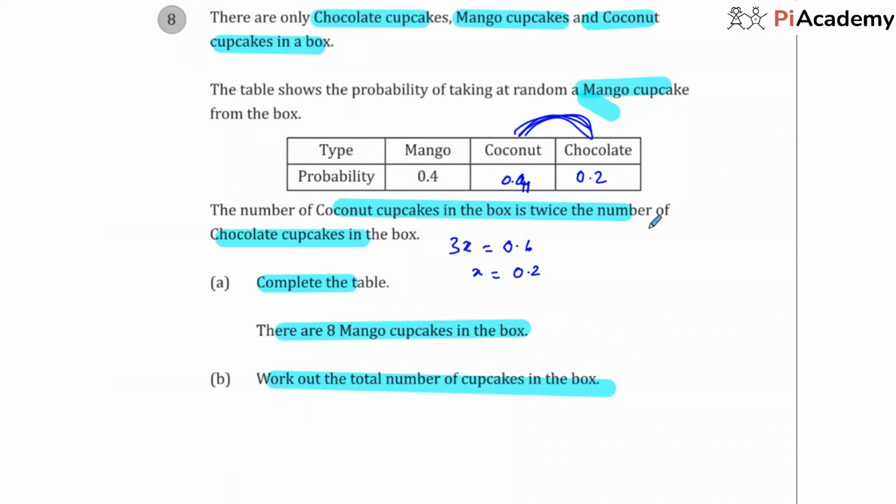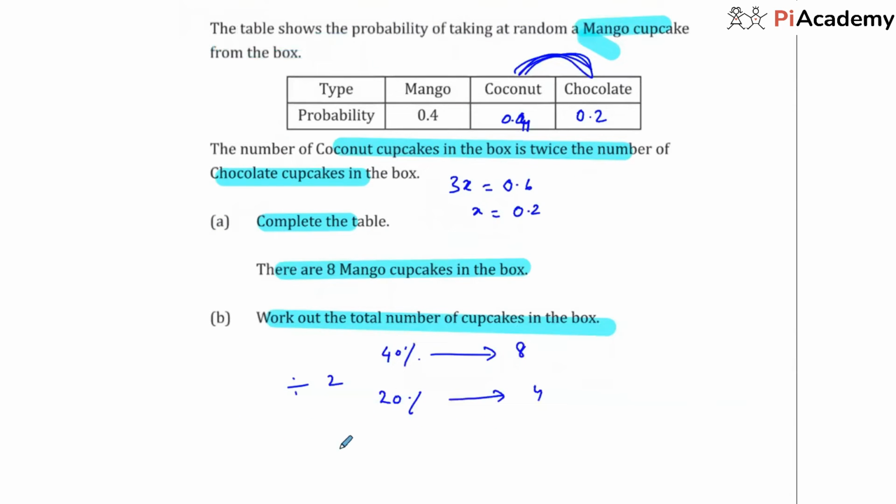Can I solve B? Go ahead. Okay, so 0.4 is also known as 40%. If 40% is 8, then if we divide 40% by 2, we get 20%, which will be 4. So if you want to find out the total number of cupcakes, 100% is 20, and if you minus 8 from 20, we get 12.